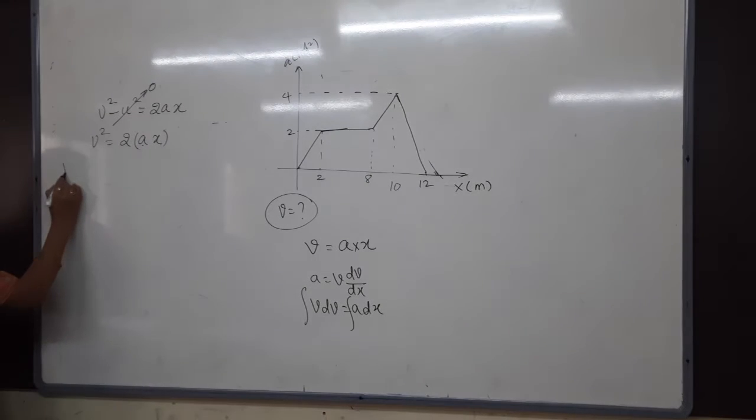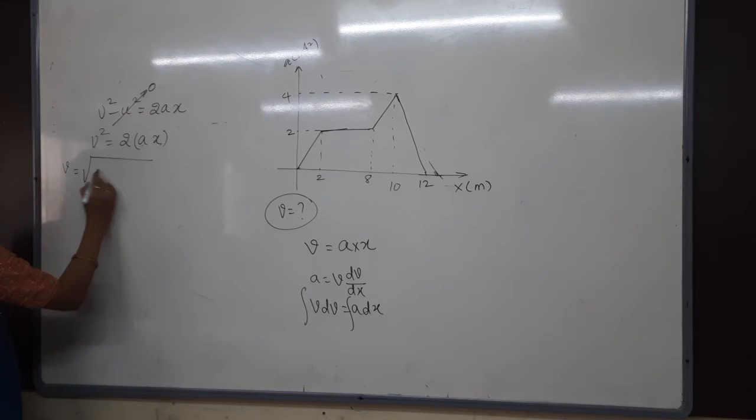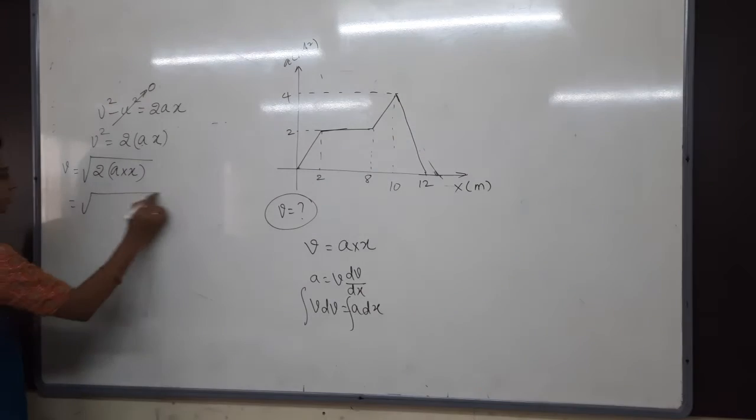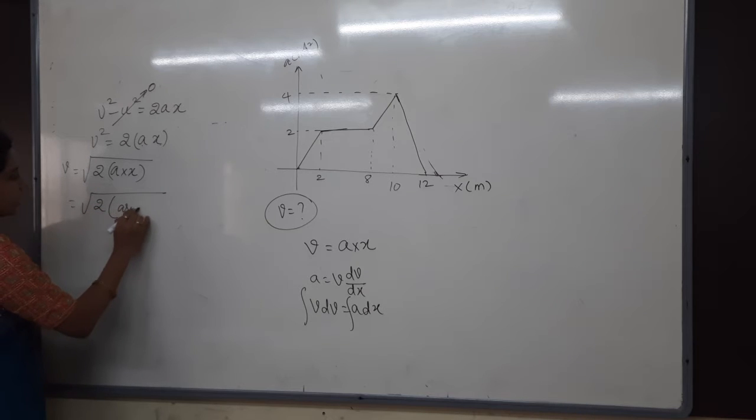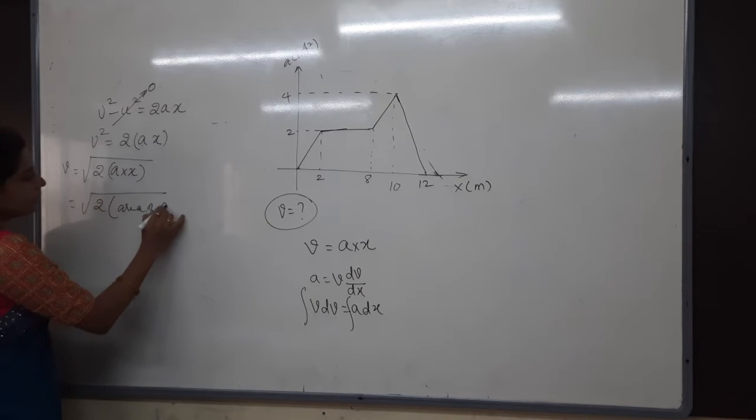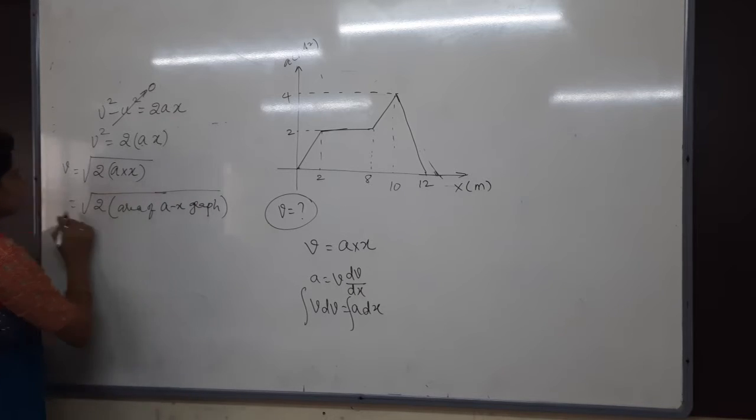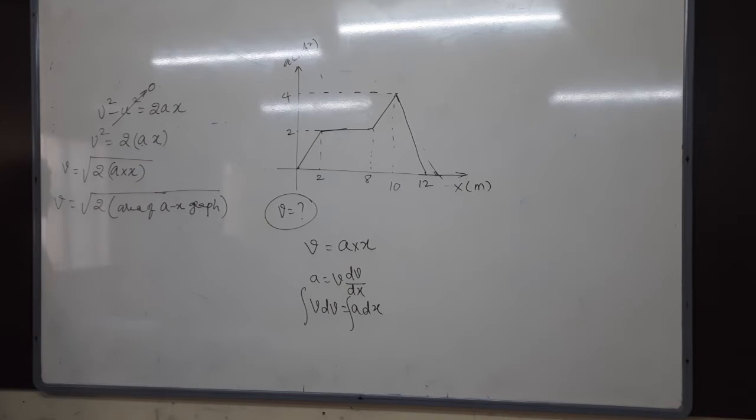Now I want to get the velocity. Velocity is root over 2 into A into X. Correct? Root 2 into the area of which graph? The AX graph gives you the velocity. This is V. Understand, right?